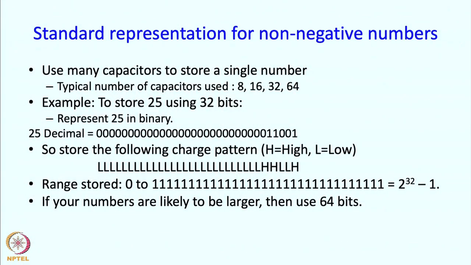Now, if we are restricting ourselves to using 32 bits, how large numbers can we store? Well, we can have the pattern consisting of all zeros. So all these bits are 0, then that will represent the number 0. Or we can have all these bits be 1s. So that is going to be the largest number in binary. And in decimal, that number is 2 to the power 32 minus 1. So any number between 0 to 2 to the power 32 minus 1 can be represented using 32 bits or 32 capacitors or 32 wires.